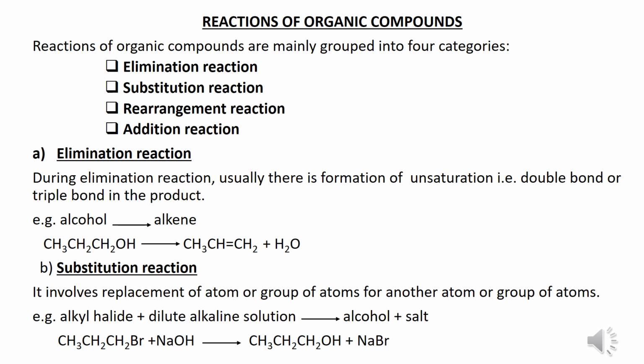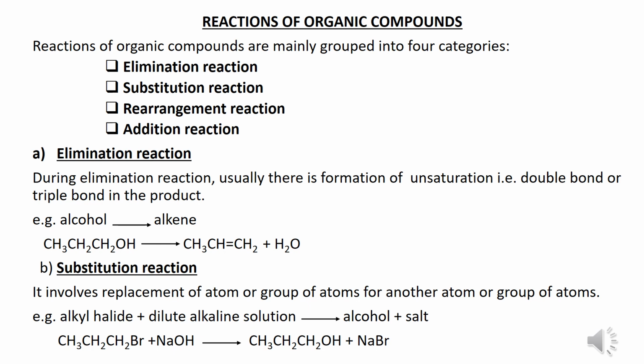Today we are going to talk about reactions of organic compounds and bond fission. Reactions of organic compounds are mainly grouped into four categories: elimination reaction, substitution reaction, rearrangement reaction, and addition reaction. Now let's move deeper into each type of reaction.